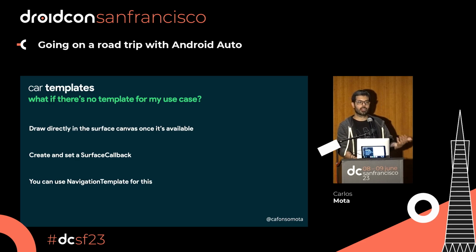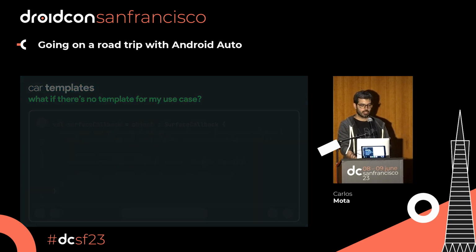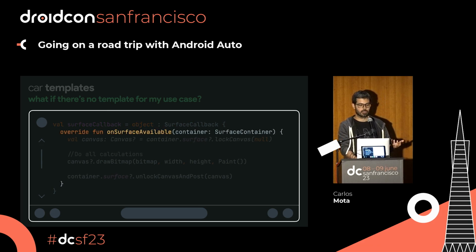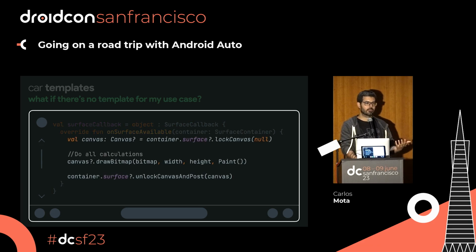So you can create a surface canvas and draw directly on it. You need to use the navigation template for this. You can easily call this surface callback, and when the surface is available, you're just going to draw a bitmap on the canvas. You give it the width, the height that you want, and that's it.